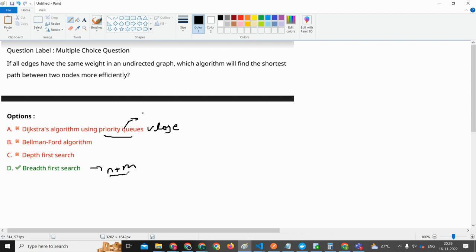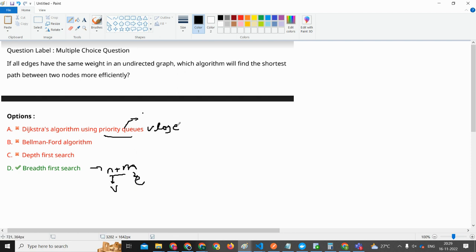Ideally, yeah, but m can be at most n square. Because m is nothing but the number of edges, and the maximum number of edges in a graph of n vertices is n into n minus 1. That becomes n square.